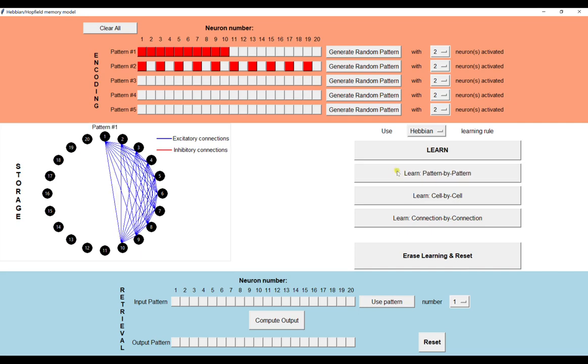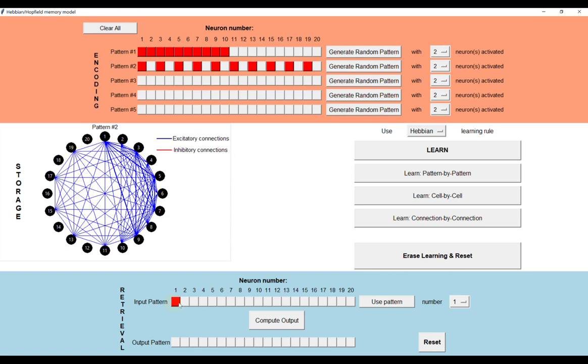When I learn that first pattern according to the Hebbian learning rule, I get connections amongst neurons 1 through 10. When I learn the second pattern, I get connections amongst all the odd neurons. And notice that some of these lines are thicker, indicating that, for example, neurons 3 and 7 were coactive both in the first pattern and in the second pattern. So that connection got extra strong.